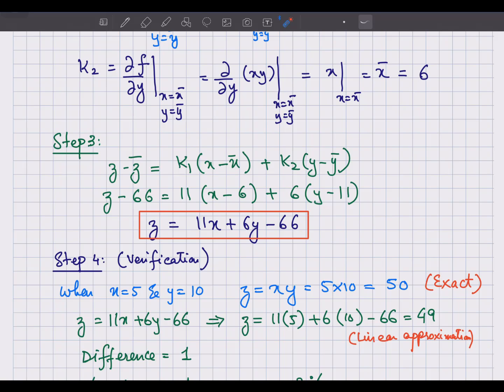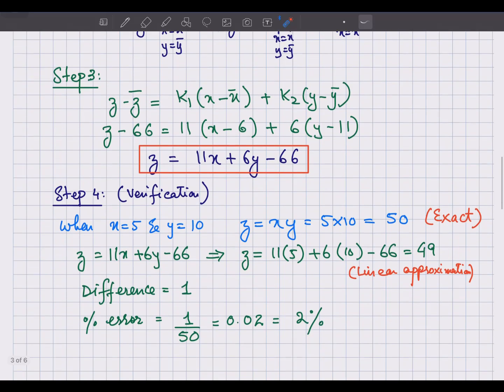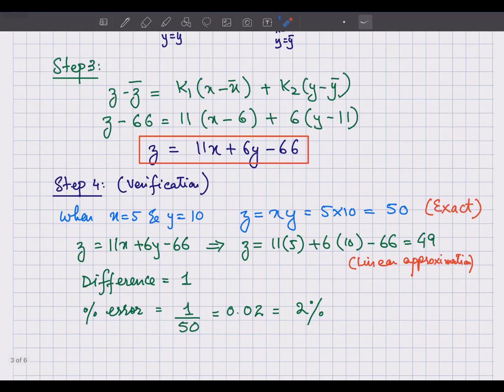So now let's look at how accurate this linearization is, so that you can consider it step 4. So let's check it at x is equal to 5 and y is equal to 10, right. So z is equal to xy, that is our exact function. So if I use the values of x and y, 5 times 10, that will be 50. So that is the exact evaluation of the function at this point where x is equal to 5 and y is equal to 10. Now let's take this linearized equation in the proximity of the selected point. So z is equal to 11x plus 6y minus 66. So now if I take the same values of x and y, I can put in 11 times 5 plus 6 times 10 minus 66, so that is equal to 49.